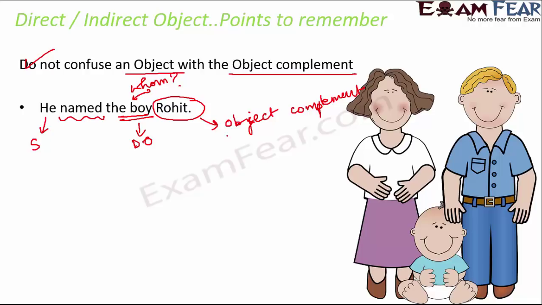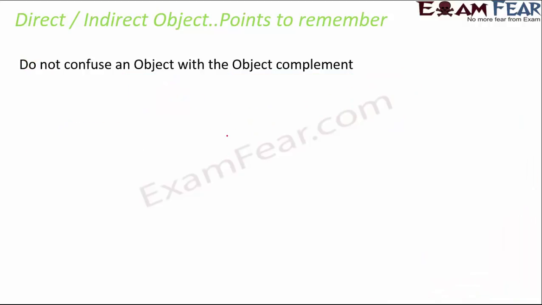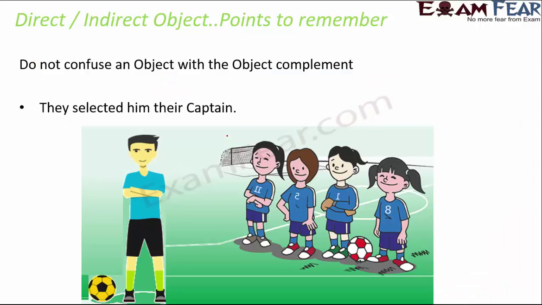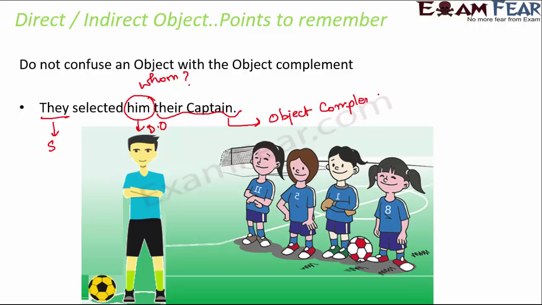Let's take one more example. They selected him their captain. So here, which is the action verb? Selected. Now, who is doing the selection? They. So they is the subject here. So if you ask a question, they selected whom? The answer would be him. So him is the direct object. And what is their captain? So their captain again is the object complement in this case, which is describing the object further. It is telling that him is basically who? Him has been selected. He has been selected as their captain. So their captain is the object complement.